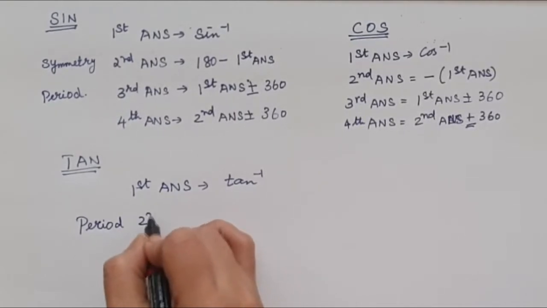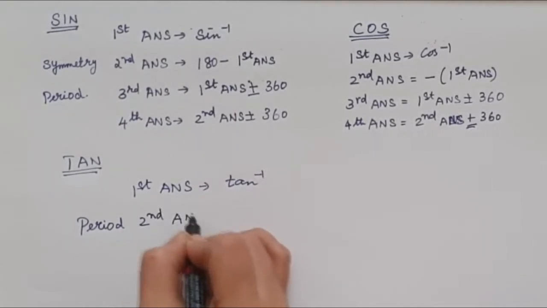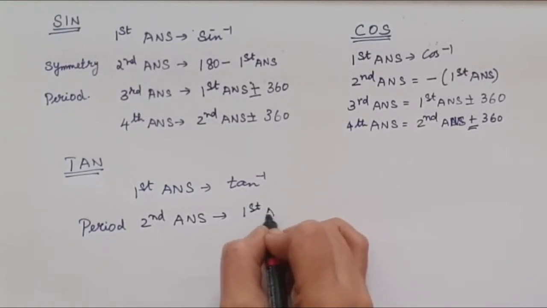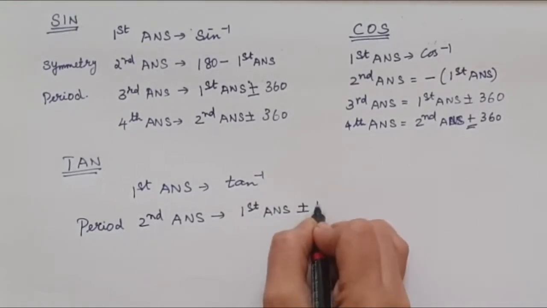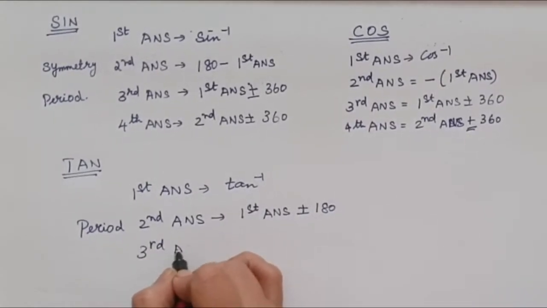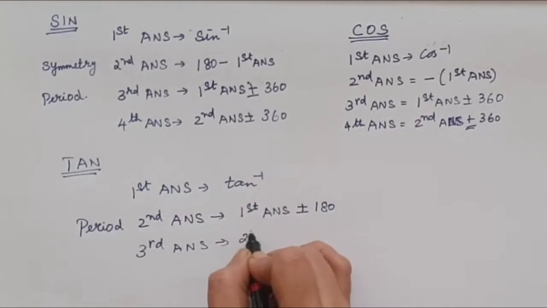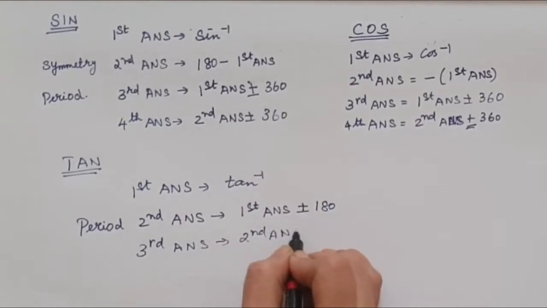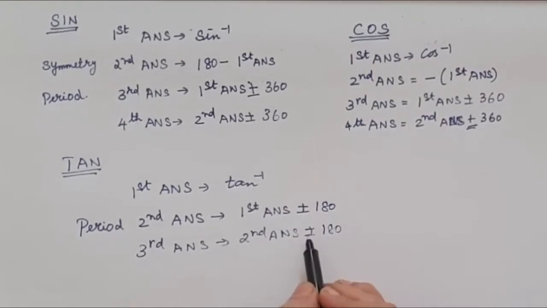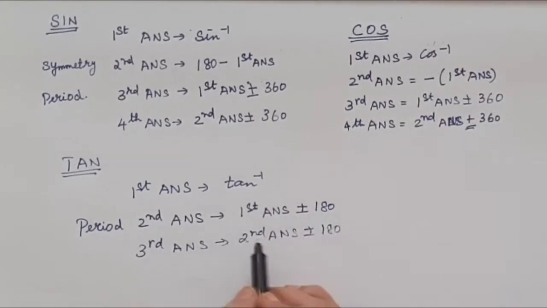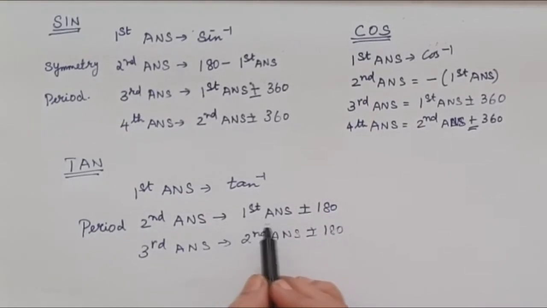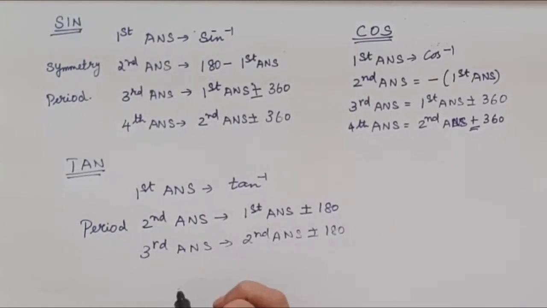So it will be our second answer, which will be first answer plus or minus 180. In the same way, our third answer will be second answer plus or minus 180. So like this we proceed. Only one thing, we add and subtract 180, we get all the values for the tan. Now we will see how to apply this concept in solving the questions.